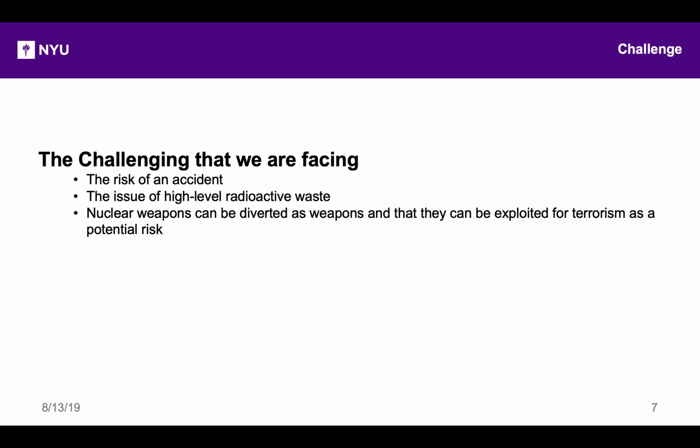Second is the issue of high-level radioactive waste. In terms of technology, geological disposal, embedding in deep underground formations that have the ability to confine matter, is internationally accepted, but the disposal sites have not been decided yet. Thirdly, it is necessary to point out that nuclear material can be diverted as a weapon and can be exploited for terrorism as a potential risk.